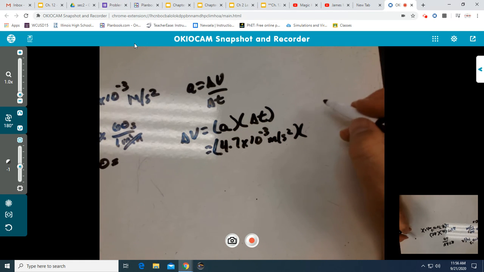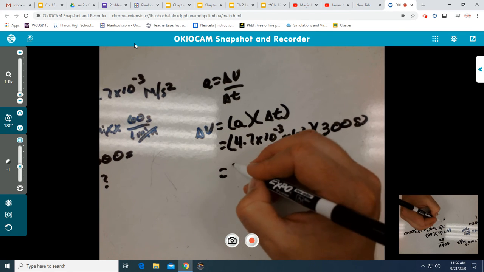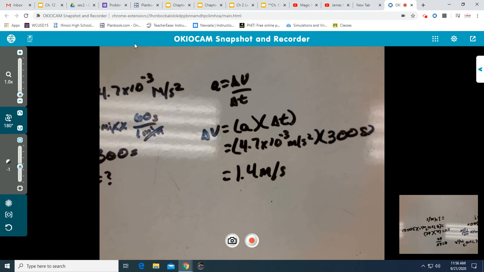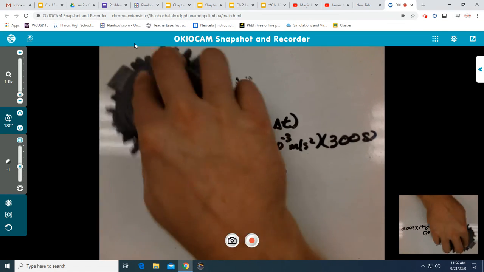multiplied by the time of 300 seconds. And we get an answer for delta v of 1.4 meters per second. Okay. Now, let's stick with number 5 here.